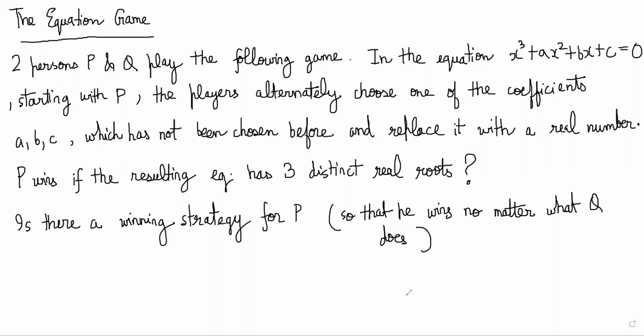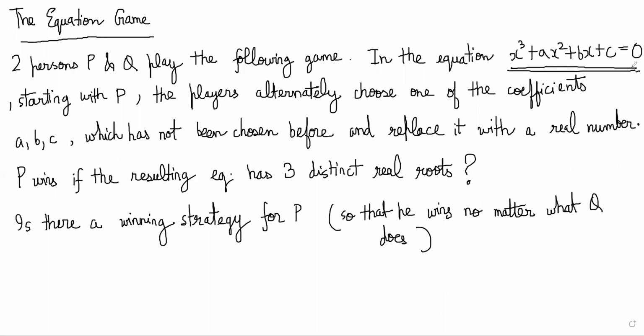In this video, we are going to look at the Olympiad problem. This is in the form of a game. So let's try and understand this question. It is called the equation game. Basically, there are two persons who play this game, and they are using the equation x cubed plus ax squared plus bx plus c equal to 0. This is my equation that they are using, right?